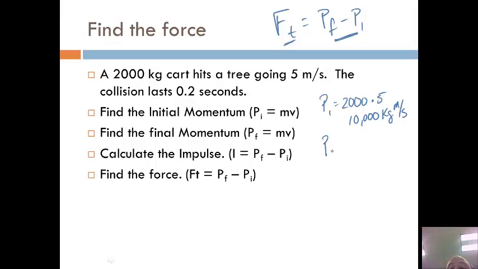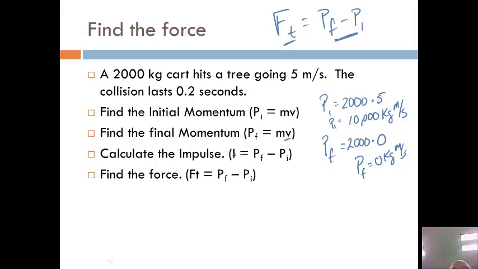The final momentum, well, it still has that same mass. But what's changed now is its velocity. Notice that this cart hits a tree. For the most part, I'm going to assume this cart stops, so we can say that the final velocity is 0. So the final momentum in this case is equal to 0 kilogram meters per second. I forgot to label that up there.